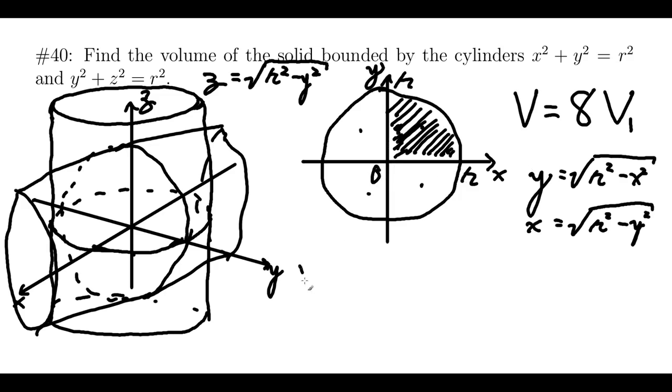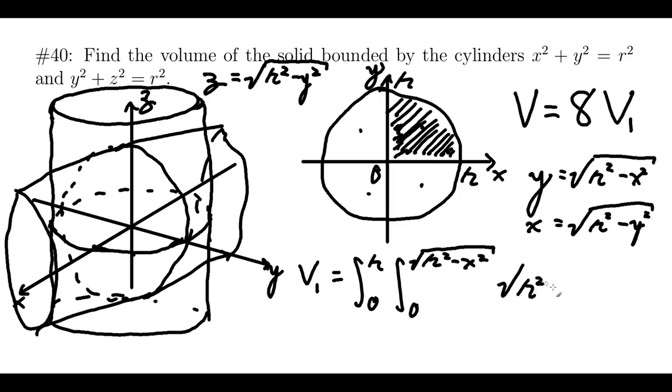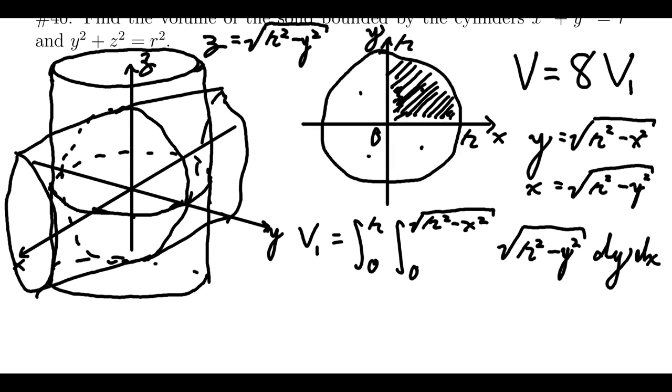Right? So we could say, for instance, that V1 is equal to the integral from 0 to r, and I'm thinking of 0 to r being the x value. Then y would go from 0 up to what we found here, the square root of r squared minus x squared. Our integrand is the square root of r squared minus y squared, and this was dy dx. So that's one way to set all of that up.